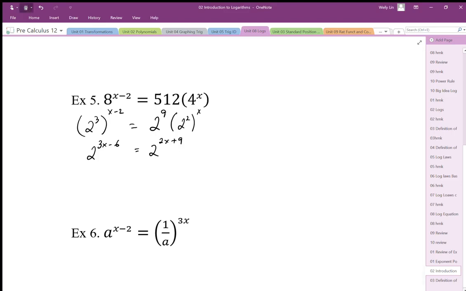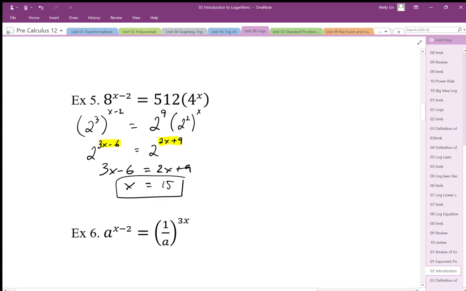Again, now we have one base 2 equaling one base 2 over here. That means that this exponent and this exponent have to be the same for this to be equal to each other. I can then rewrite the equation to solve for x. I get 2x plus 9, so I end up with 1x on this side and then 15 on this side. So there's my answer for x.